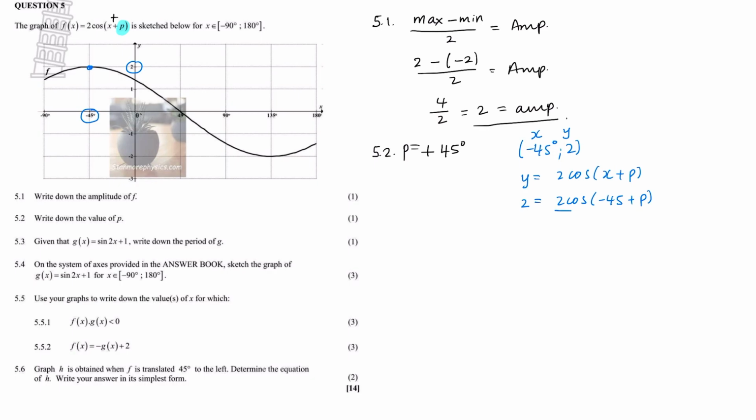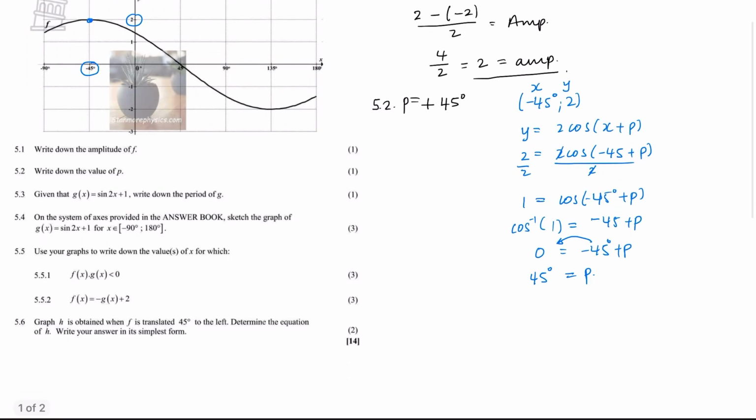Now I'm going to divide both sides by 2. That's going to disappear. I'm going to be left with 1 is equal to cos of minus 45 plus p. Now I'm going to take the arc cos: the arc cos of 1 is going to equal minus 45 plus p. The arc cos of 1 is 0, and that's equal to minus 45 plus p. Now take the negative 45 over, you get 45 degrees is equal to p.